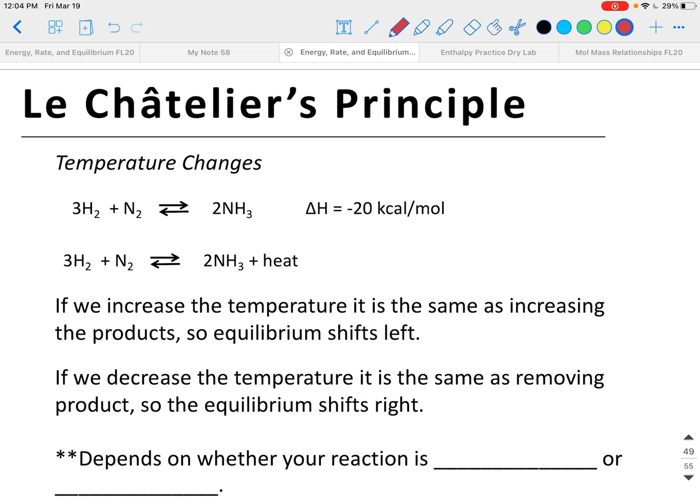So we have this formation of ammonia reaction. Hydrogen plus nitrogen makes ammonia, and it's balanced. And the delta H associated with this is negative 20 kcal per mole. So remember, this is exothermic. And for reactions that are exothermic, we view heat as a product. So we could write that in as an actual product.